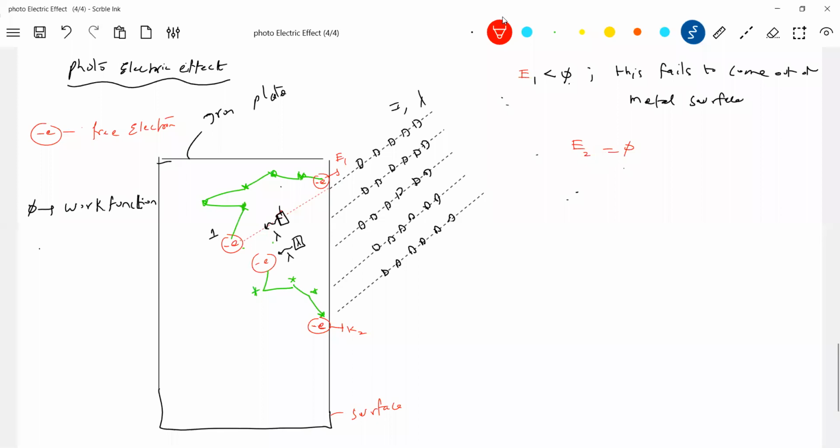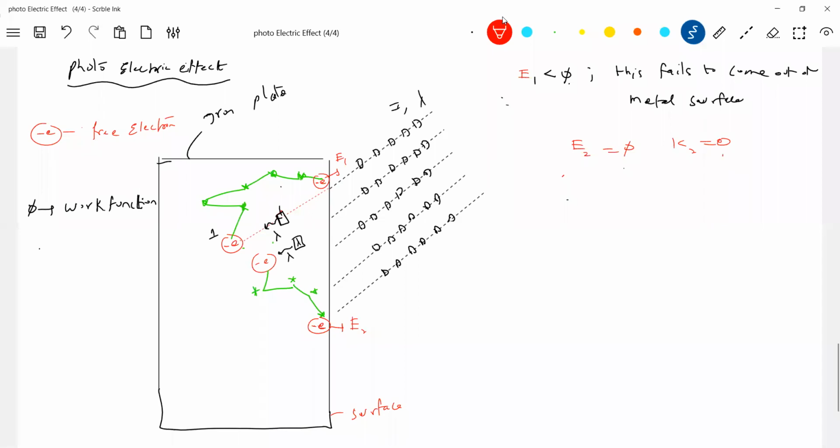Because K I am using for other purpose. So what is the energy of this? Just equal to work function. So then what will happen to this particular electron now? It just drops out of the material. It will be available here, no? It's available outside the material. So what is the kinetic energy of this? It will be 0.